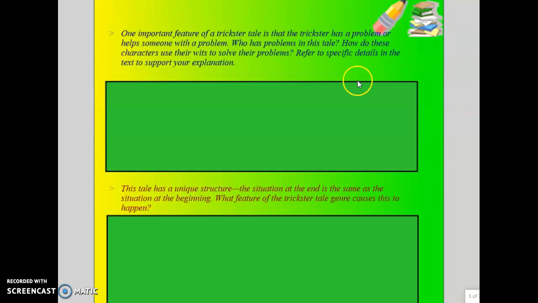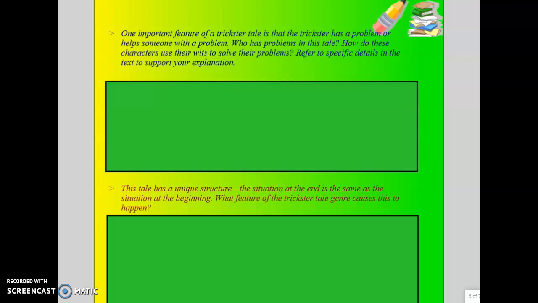So what you're going to do is answer questions about the trickster tale. There will be questions similar to this. One important feature of a trickster tale is that the trickster has a problem or helps someone with a problem. Who has problems in this tale? How do these characters use their wits to solve their problems? Refer to specific details in the text to support your explanation.